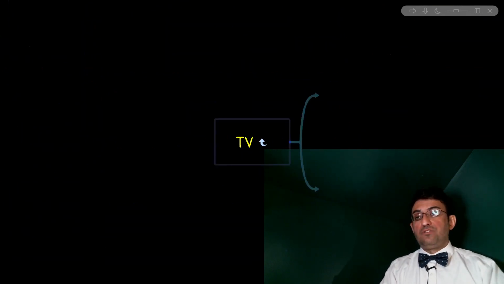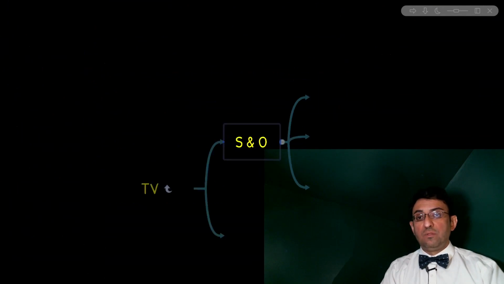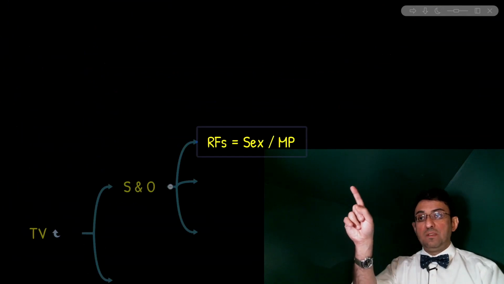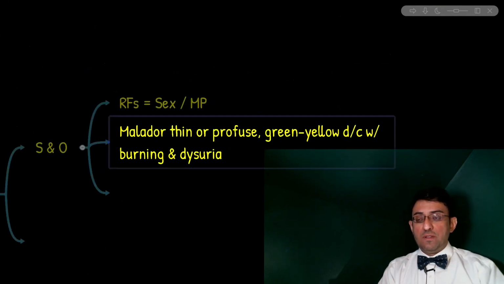Now, let's turn our attention to Trichomonas vaginalis. What's the most important risk factor? It's sex with multiple partners. MP here does not stand for Member of Parliament, but multiple partner. Now, what are the other symptoms?